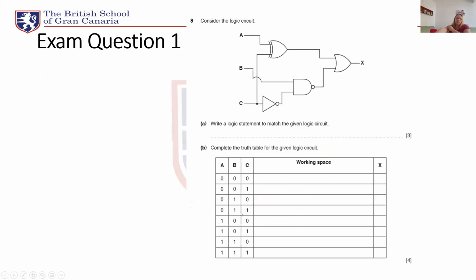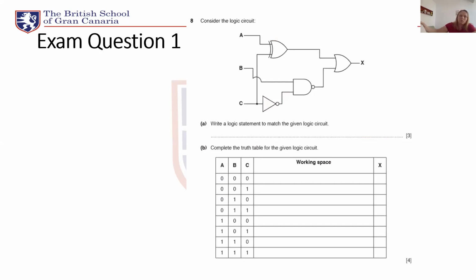So we're going to take a look at exam questions now. Our exam question here wants us to do two things. It wants us to look at the logic circuit. Here you can see there's an AND gate, there's a NOT gate, there's an exclusive OR gate, and there's an OR gate, okay? Obviously, we don't know what this logic circuit's for, but it doesn't matter, because what we're going to look at is how we read into these gates, how we complete the truth table, and how we write a logic statement to match the given circuit.